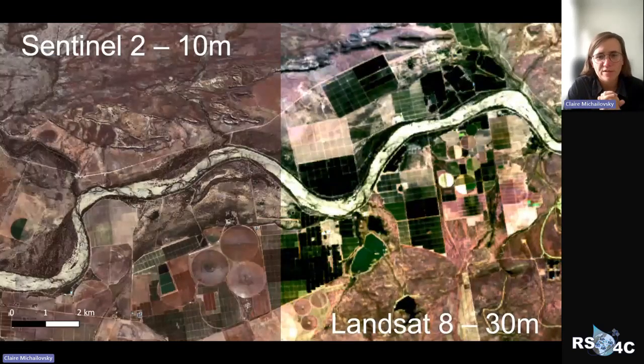Okay, well, this is just a nice picture to show a bit how that looks if you're looking at an area. This is an irrigation area near a river in Zimbabwe, and just to give an illustration of what the difference between using Landsat and Sentinel can be.